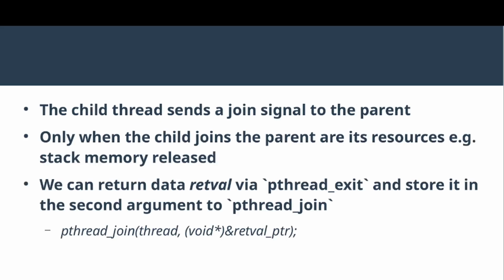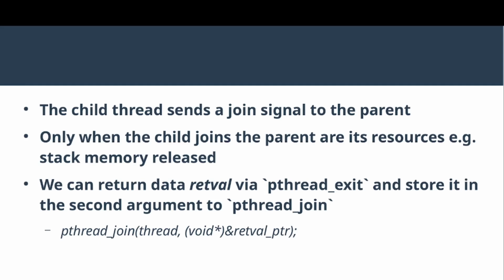How does it get invoked? In this case, the child thread sends a join signal to the parent, and that is what causes pthread_join to finally be invoked and unblock. Only when the child joins the parent are its resources, like stack memory, released. And as we saw briefly when we talked about thread termination in the previous video, we can return data, the return val, via the pthread_exit function and store it in the second argument to pthread_join.